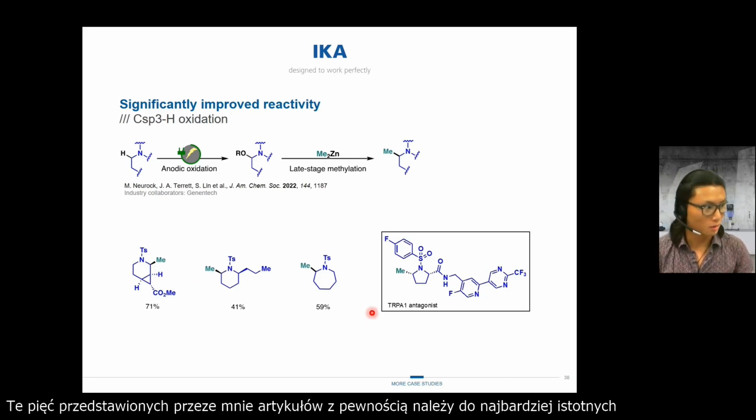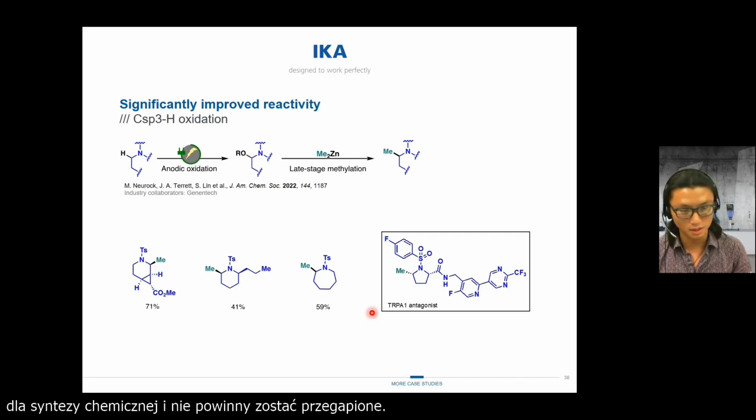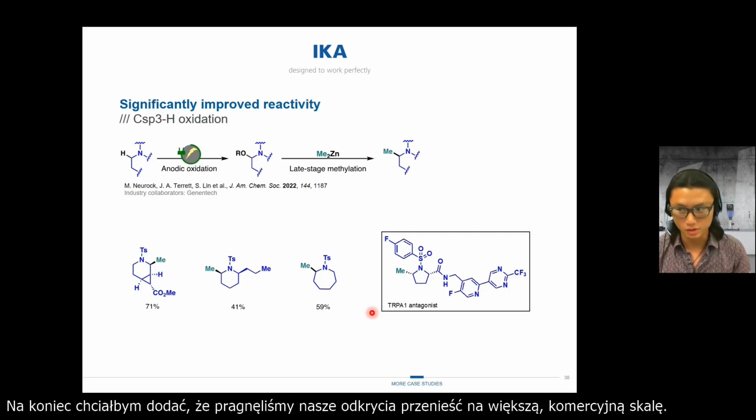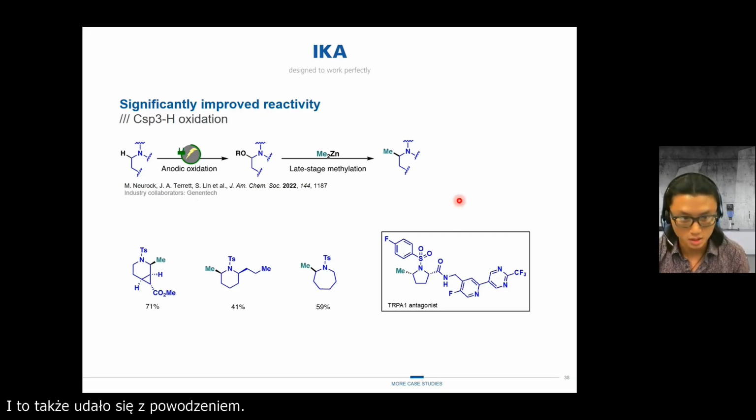So here are the 5 most important papers for synthetic chemistry, for medicinal chemistry, that you should not miss. And at the end of the day, after the discovery, we want to put it to a larger scale, to a commercial manufacturing scale. And this has also been proved effective.